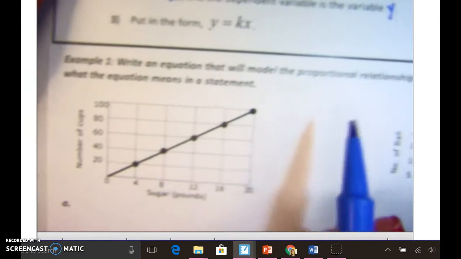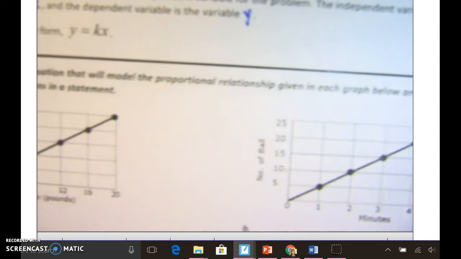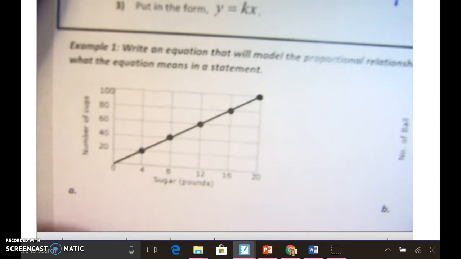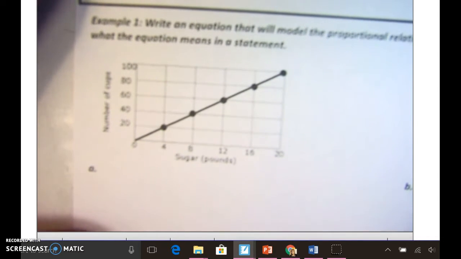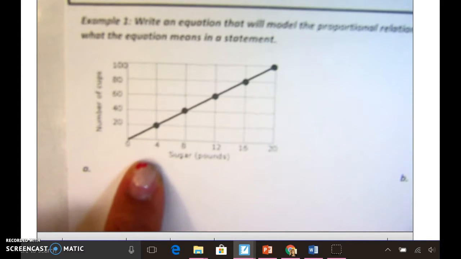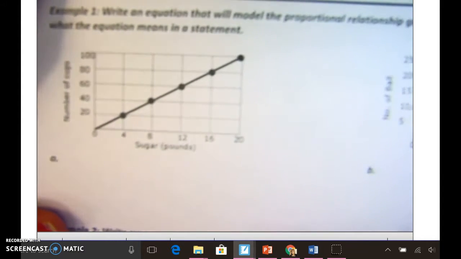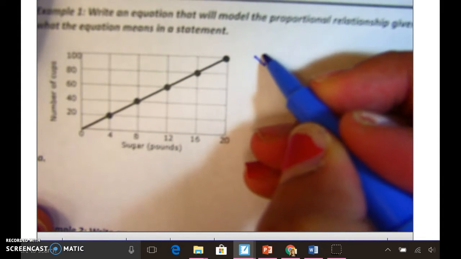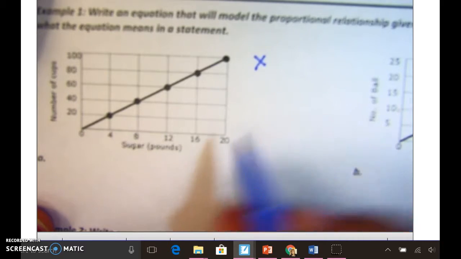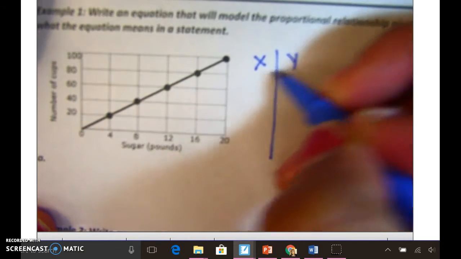Write an equation that will model the proportional relationship given in each graph below, and explain what the equation means in a statement. So here you go. We have a graph, and this is sugar to number of cups. And I can make a table from this. The x is always along here, and the y is always the value here.